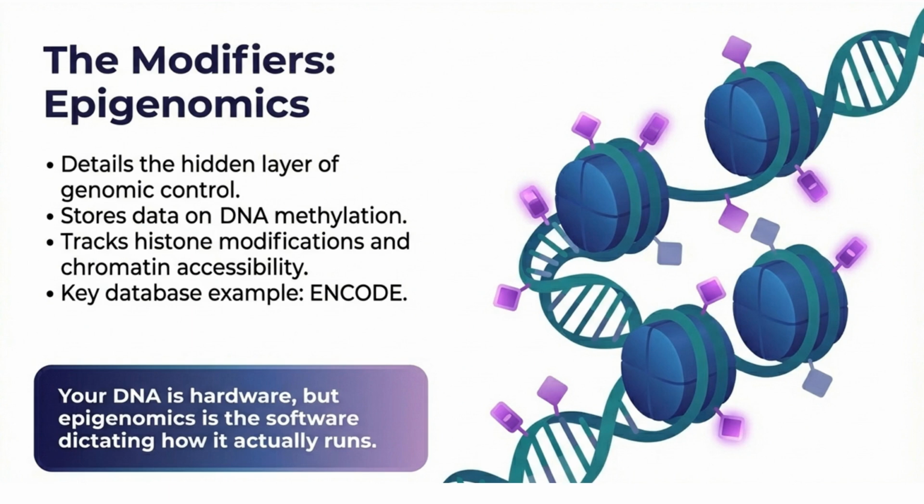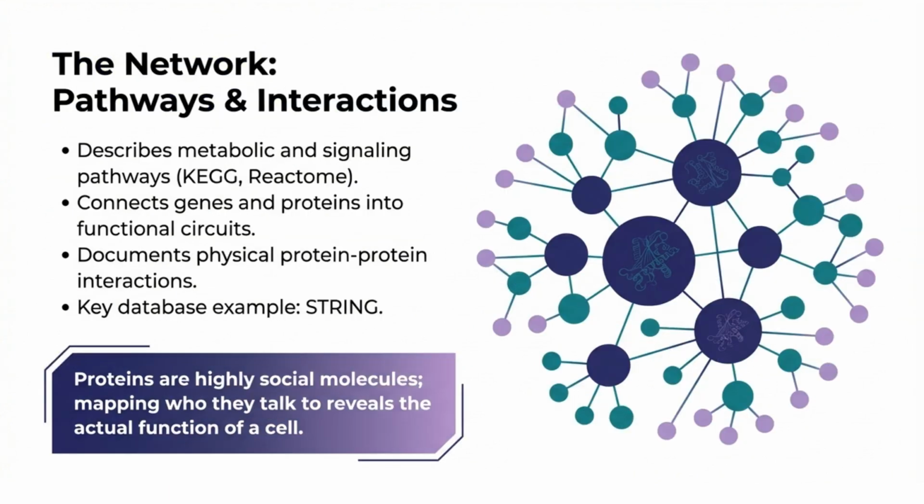Now, even with genes and regulatory elements identified, biology still does not happen in isolation. Molecules work together in networks. A cell is not just a collection of separate molecules. It is a highly connected system. Genes, proteins, metabolites, and signaling molecules constantly interact with one another. That is why pathway and interaction databases are essential.